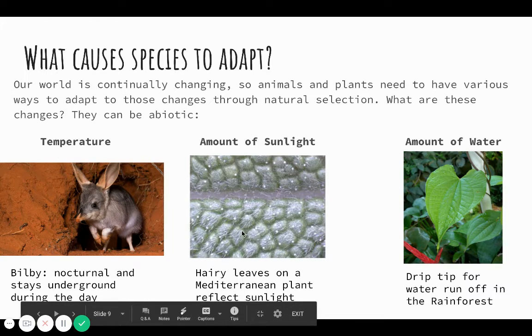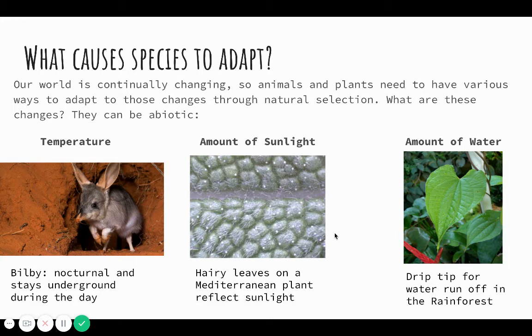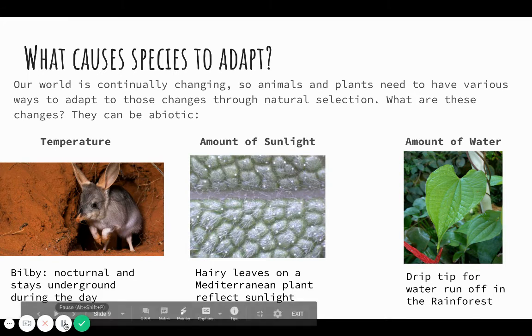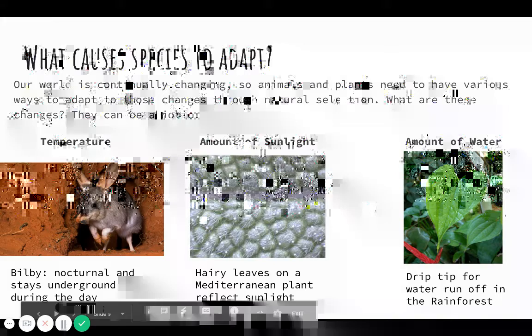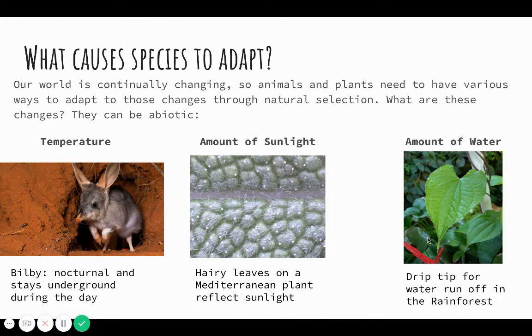This Mediterranean plant endures a lot of sun. The hairs on the surface of this Mediterranean plant are used to reflect sunlight from their surface and reduce the movement of air on their surface, which leads to less loss of water. Another abiotic example would be a change in the amount of water.